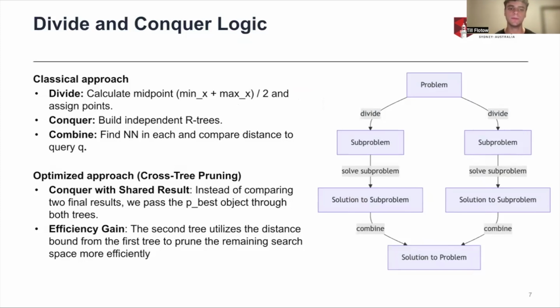Instead of doing 2 completely separated searches, we pass a single p-best object through both trees sequentially. First, we search the left subtree, then we search the right subtree, and use the best found distance bound to prune the remaining search space. So we use the result of the left subtree for pruning in the right subtree. This cross-tree sharing gave us a little efficiency gain.